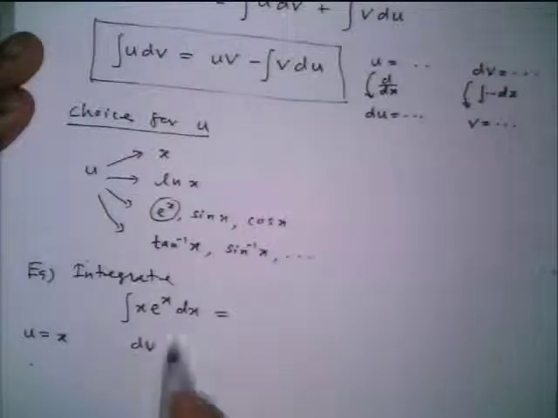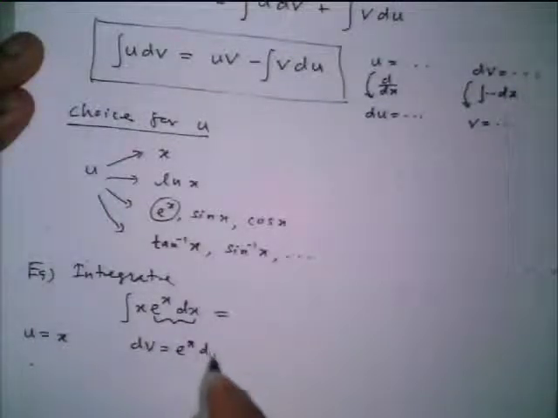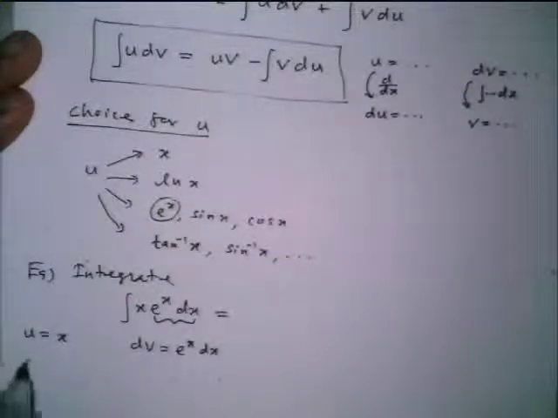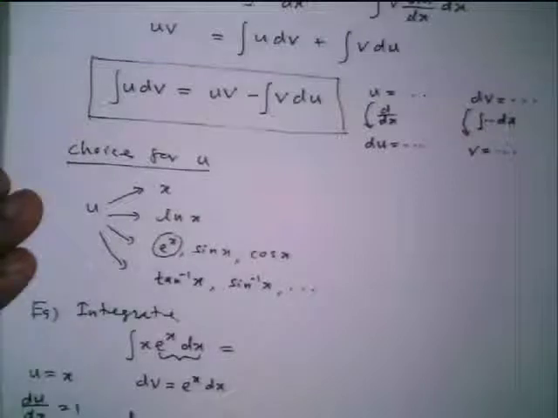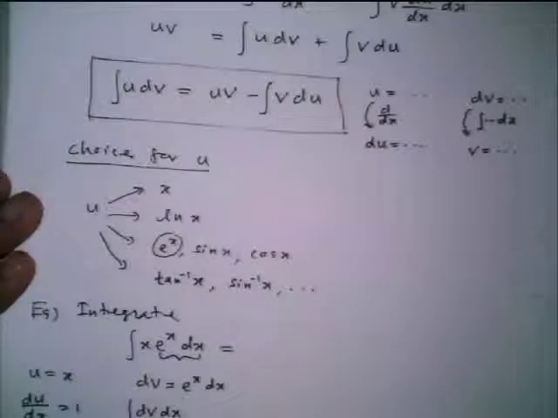So what is dv? dv means the rest of the function, the rest of everything. So it is e to the x dx. What do you do for the first one? First one you take the derivative. So if you take the derivative, what do you get? du over dx equals 1. If you cross multiply, you get du equals dx. What do you do for the next one? You integrate. So if you integrate this one, what do you get?